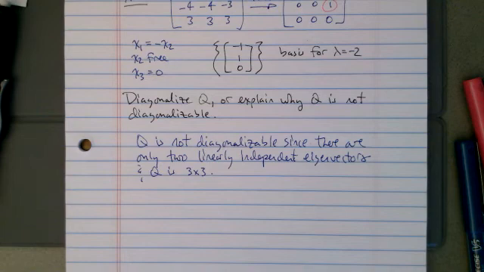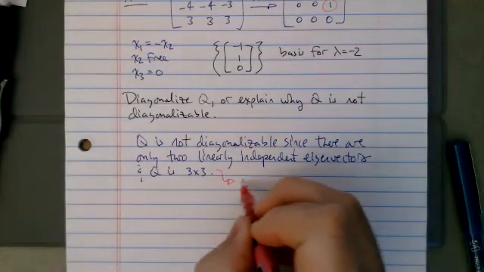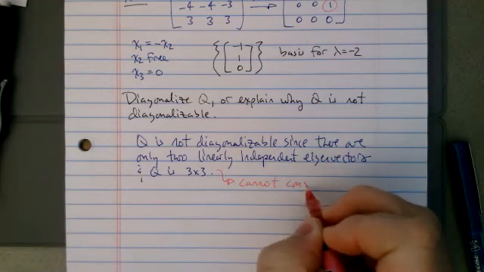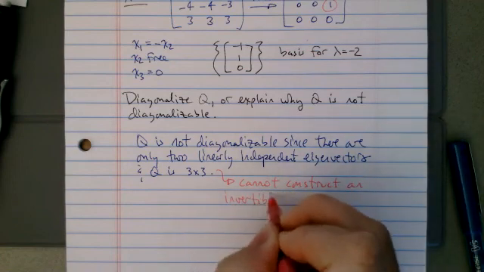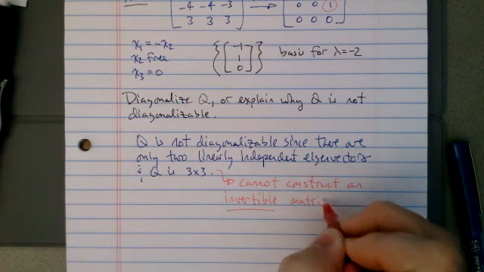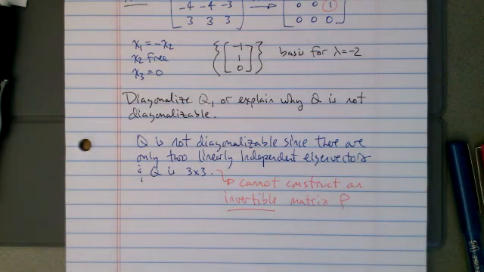So Q only has two linearly independent eigenvectors, and Q is 3 by 3, so Q is not diagonalizable. We cannot construct an invertible matrix P. There's no way to build the invertible matrix P. I've only got two linearly independent eigenvectors. If I just use a combination of those, then my matrix is not invertible. Any questions?